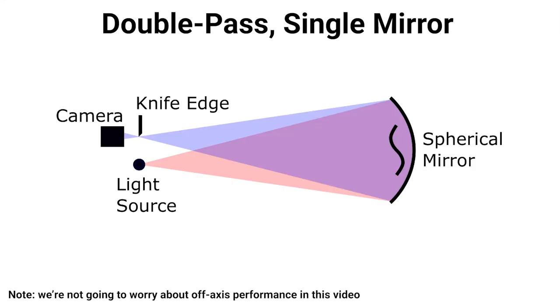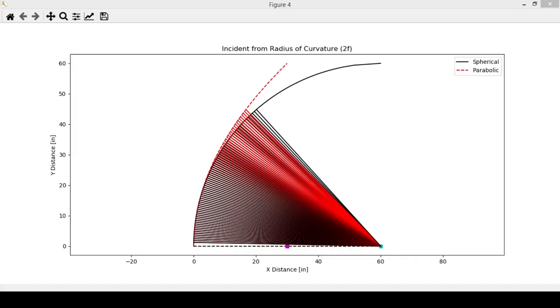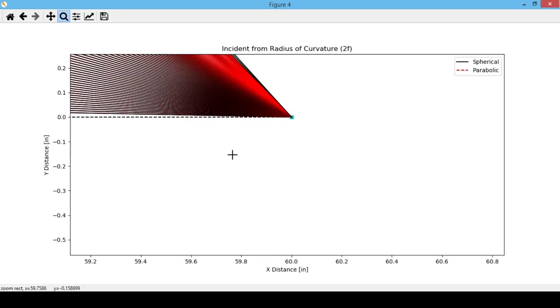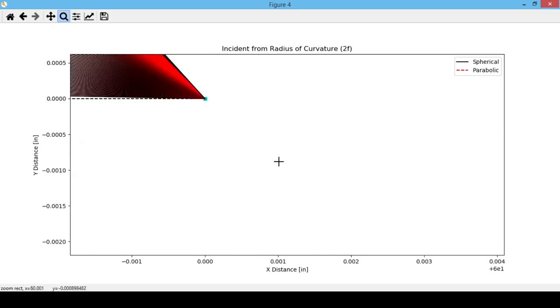First, let's look at how the mirrors perform for the double-pass single-mirror system. In this system, the light source is placed at 2 times the focal length of the mirror, which is also the radius of curvature for the spherical mirror. I'm just going to call it the 2F point from now on for both mirrors. In this plot, you can see the two mirror surfaces, and for each mirror, you can see the correspondingly colored incident light rays emanating from the 2F cyan point and terminating at the mirror surface. Note that the rays don't exactly line up for the two mirrors since I've specified that each mirror has the same equally spaced Y value points. But if I just keep zooming in on the 2F point, you can see that all the rays are coming from that point.